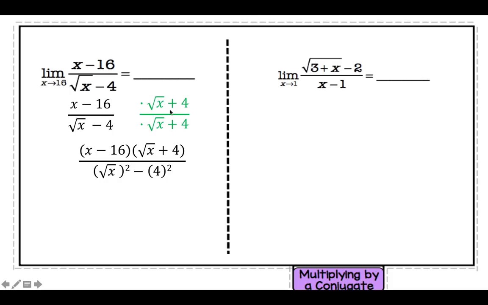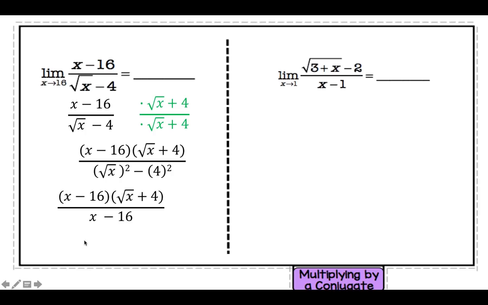And the top, like I said, just stays. The bottom, we're using that property, the a minus b times a plus b, right? A squared minus b squared. Luckily, the square root of x squared is just x because the squared and the square root cancel each other. The 4 squared is just going to give you 16.